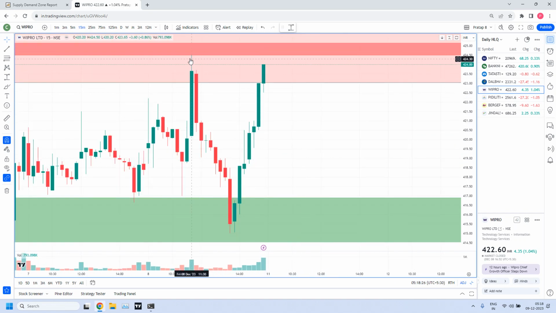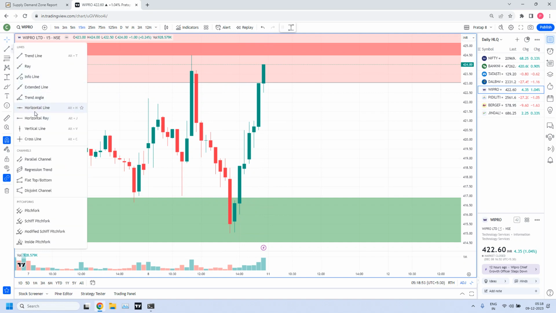How are we taking it? By seeing this rejection from here. Just enter into the zone at the proximal line of this zone. Which proximal line? Type 1 proximal line. Immediately we got it. So next time what can you do? You can take an entry at the type 2 proximal line, if you feel the order flow is very strong and some more risk will be reduced, maybe somewhere here.